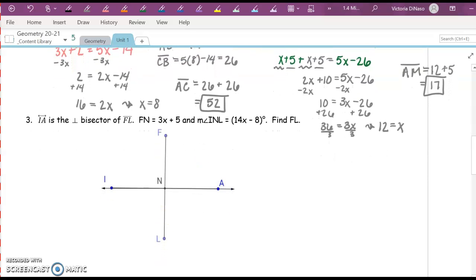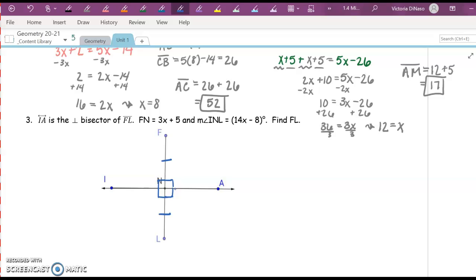Perpendicular bisector. So it says that IA is the perpendicular bisector of segment FL. Since we have a perpendicular bisector, I can go ahead and say that this segment is congruent to this segment. We also know that the word perpendicular means that we have right angles. So I did two things. My line cut the segment into two congruent segments, and FL was the segment. And then we also put in all of the angles.